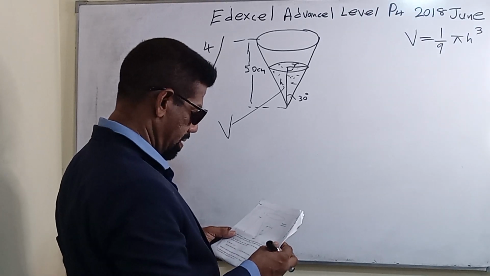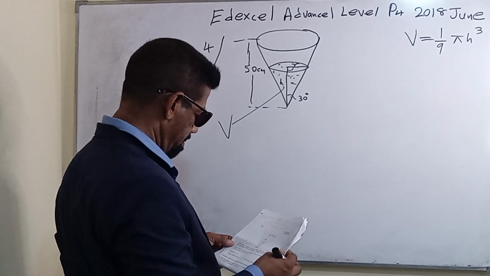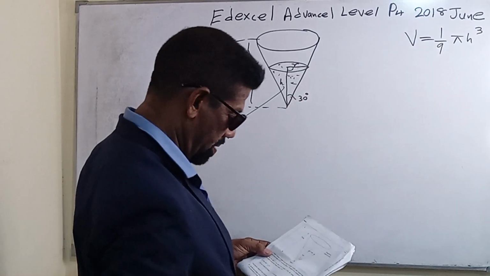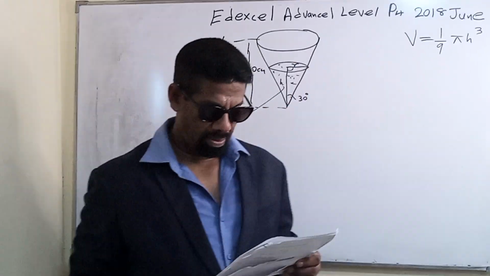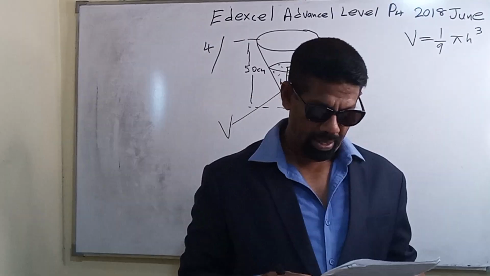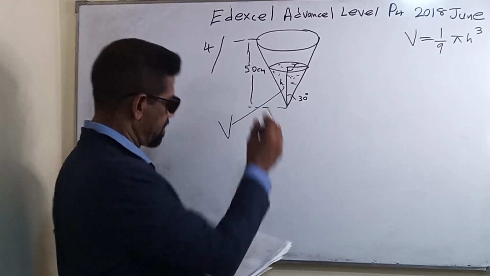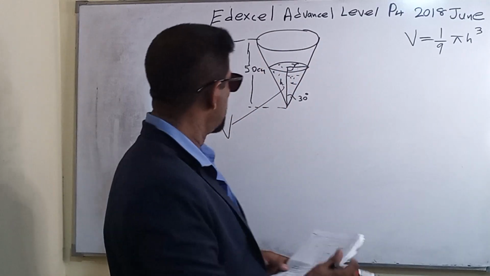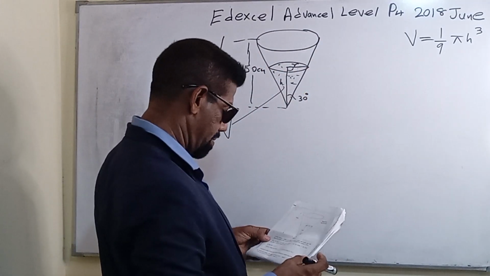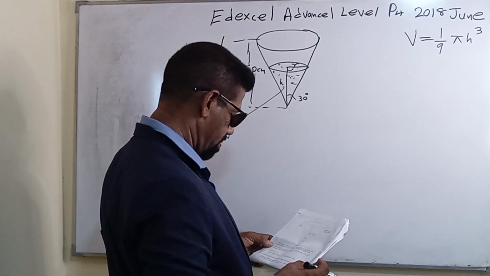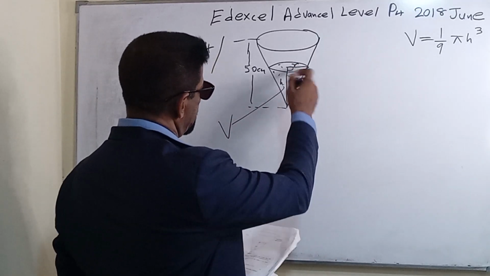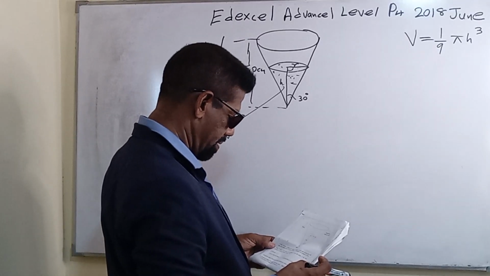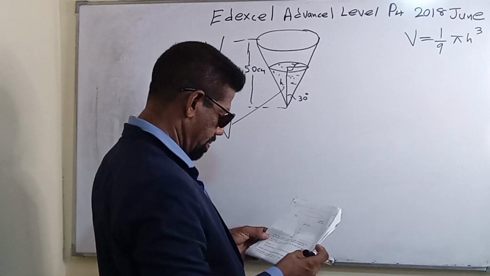The shape is a right circular cone with semi-vertical angle 30, shown in the figure, okay? The height of the container is 50 centimeters. The depth of the water in the container is h, and the surface radius of the water is r. The volume of the water is V. Show that one.